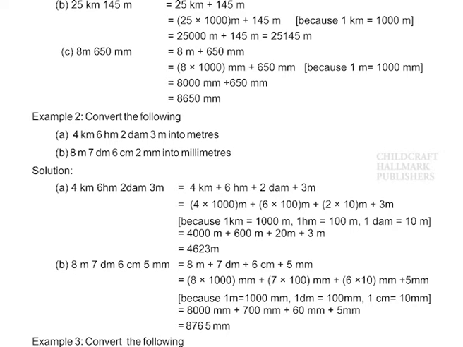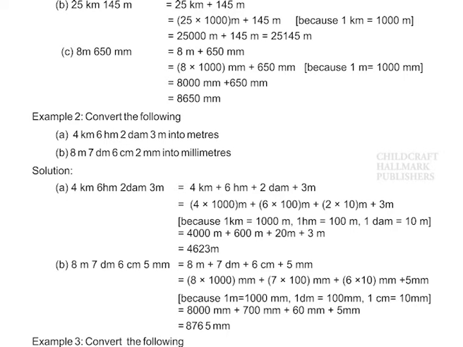Solution. 4 kilometers 6 hectometers and 2 decameters and 3 meters is equal to 4 kilometers plus 6 hectometers plus 2 decameters plus 3 meters is equal to 4 into 1000 meters plus 6 into 100 meters plus 2 into 10 meters plus 3 meters, because 1 kilometer is equal to 1000 meters, 1 hectometer is equal to 100 meters, 1 decameter is equal to 10 meters, is equal to 4000 meters plus 600 meters plus 20 meters plus 3 meters is equal to 4623 meters.